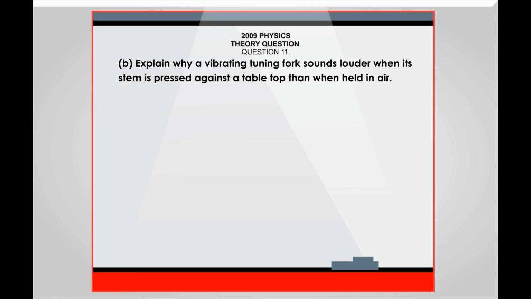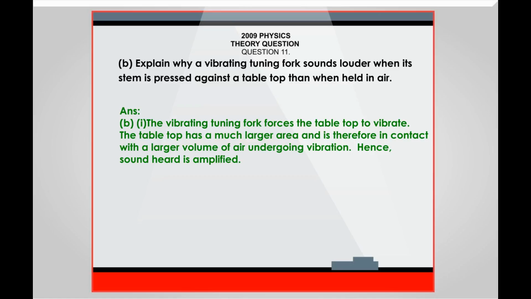B. Explain why a vibrating tuning fork sounds louder when its stem is pressed against the tabletop than when held in air. Answer. The vibrating tuning fork forces the tabletop to vibrate. The tabletop has a much larger area and is therefore in contact with a larger volume of air undergoing vibration. Hence, the sound heard is amplified.